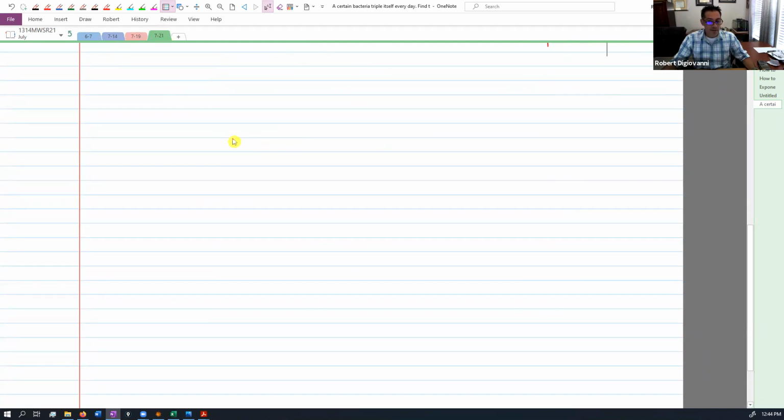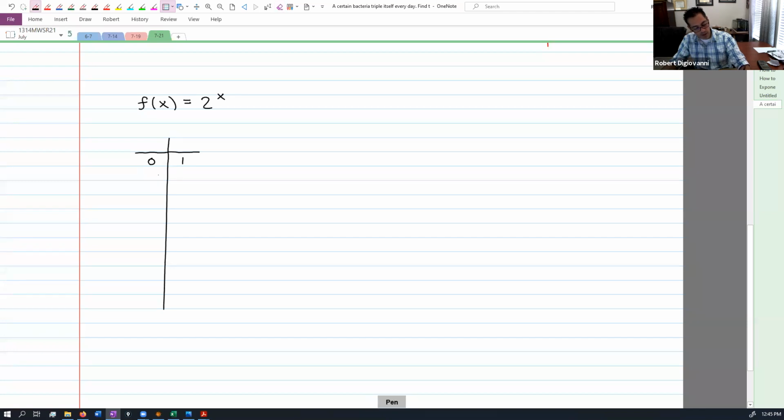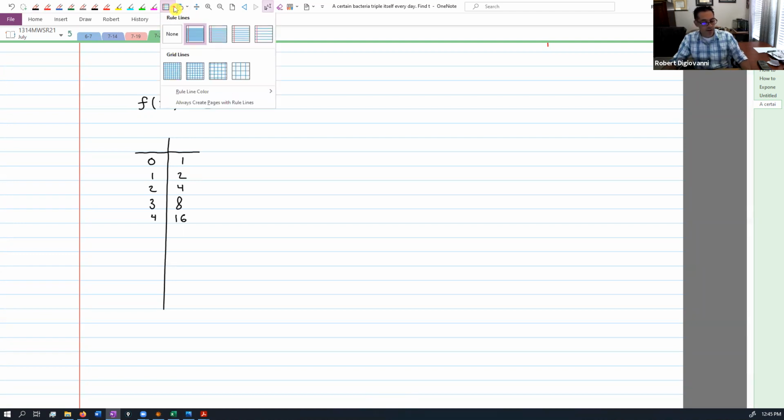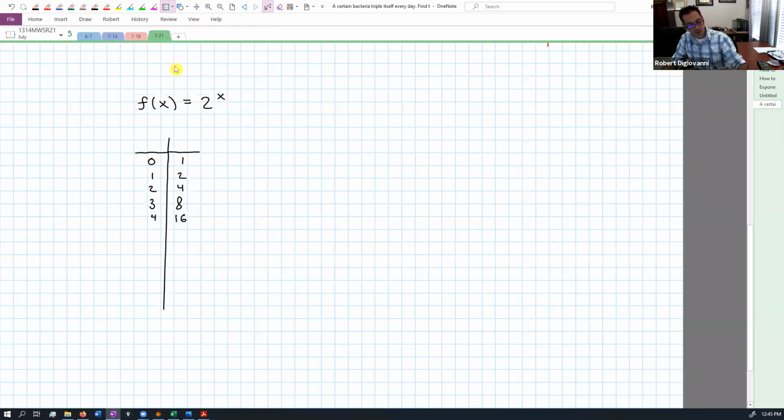What would the graph of these look like? Let's take a look at this function f of x. Let's go to the 2 to the x one. If I asked you to graph this, we know if you plug in 0, you get 1. If you plug in 1, you get 2. If we plug in 2, we get 4. 3, we get 8. 4, we get 16. If we were asked to graph this, here's what it would look like.